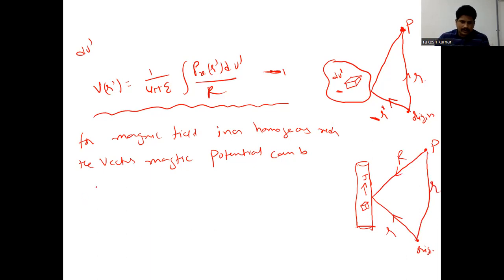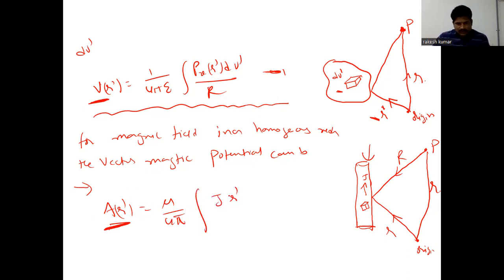Okay. So the vector magnetic potential due to this current element is represented with A of r dash, where A stands for vector magnetic potential and V stands for scalar potential. It is equal to mu by 4 pi times the integration of J of r dash into dV dash by r.